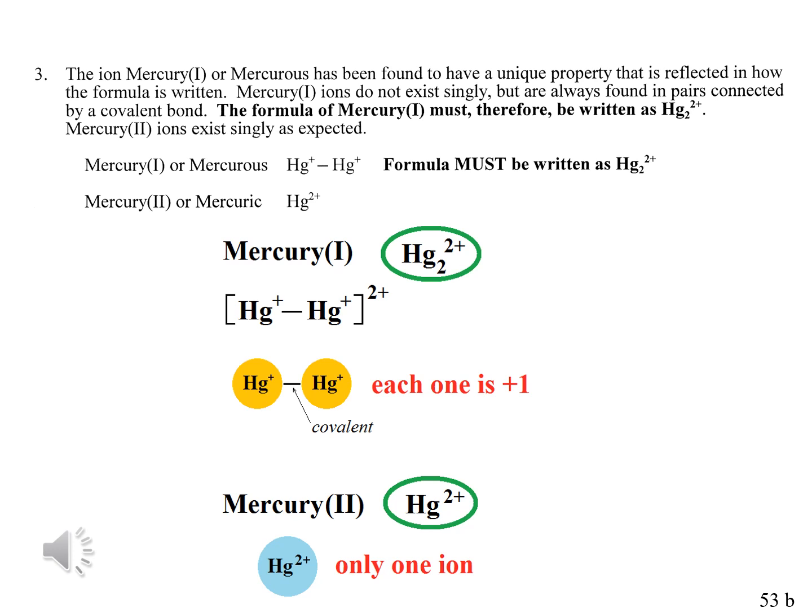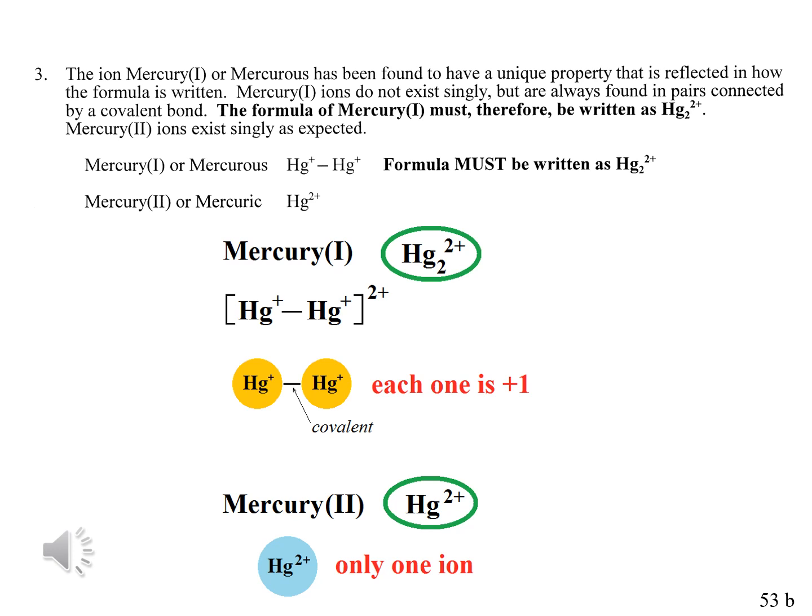Now, if you look at mercury 2, which is also called mercuric, it's not the Latin name this time, but I guess it's Latin anyway, because mercury kind of is Latin, so it's mercuric. The +2 ion is exactly what you expect. It's one mercury that has lost 2 electrons. The thing you need to know that's different is mercury 1, or mercurous ion, always goes in pairs. It's always 2 mercury 1s that are covalently connected.